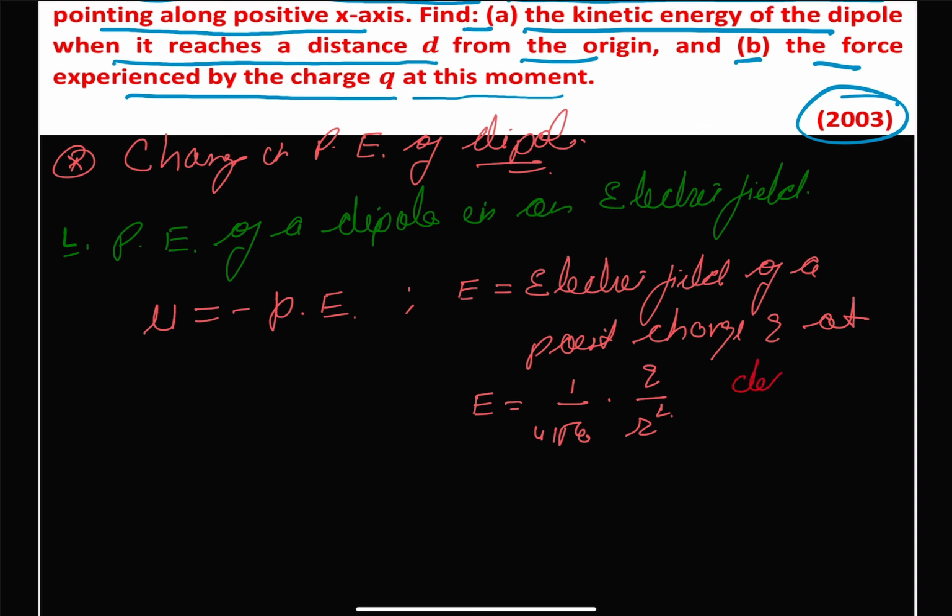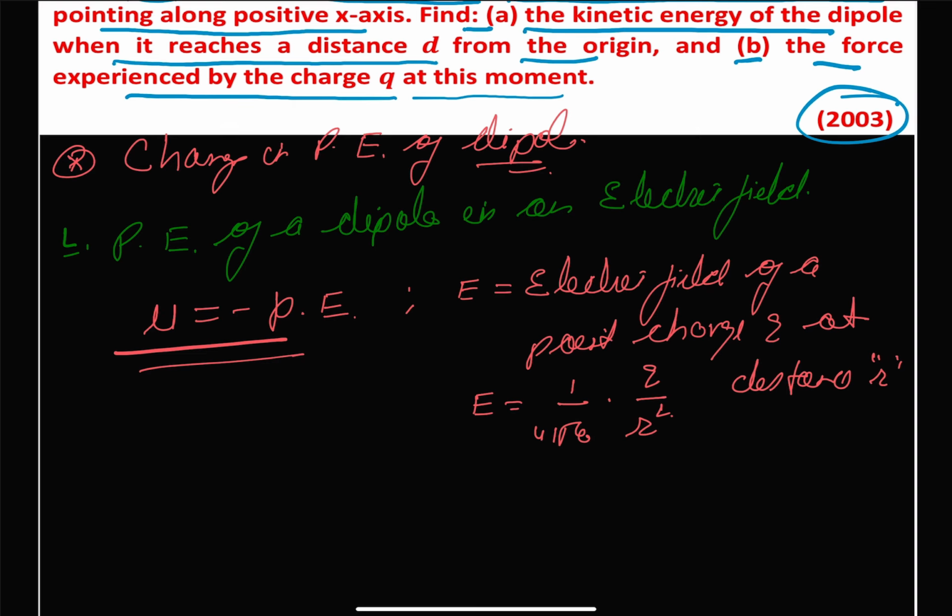At distance R. Now this is our basic formula, and we can divide this on the basis of our initial and final position of the dipole. And the final position it stays is at a distance of d.